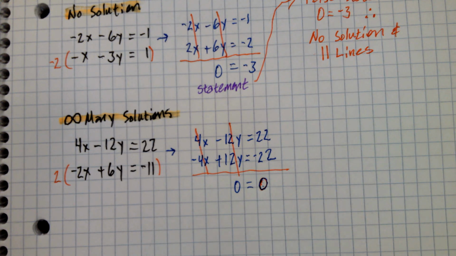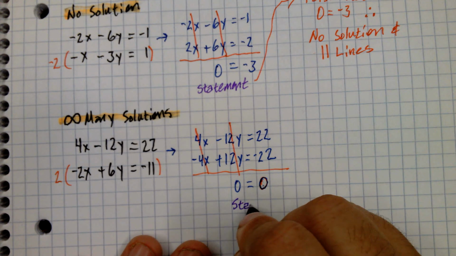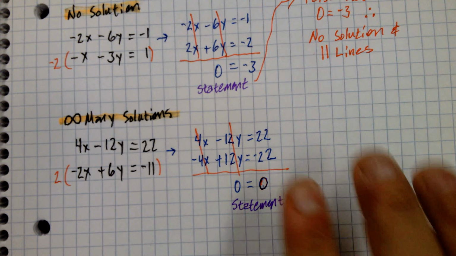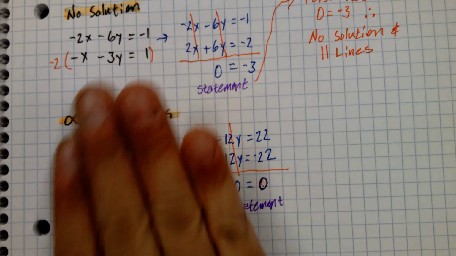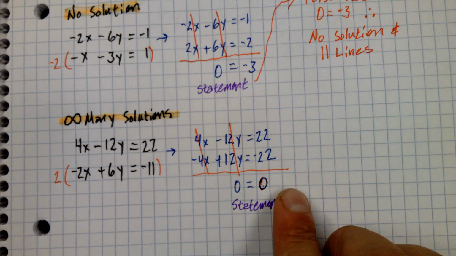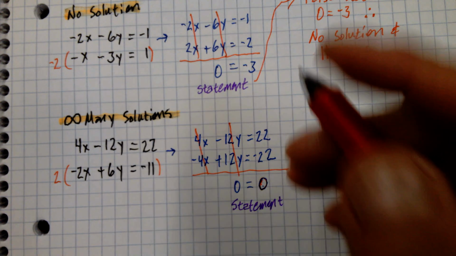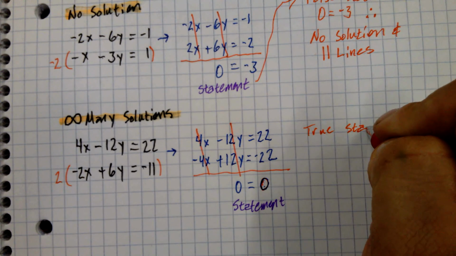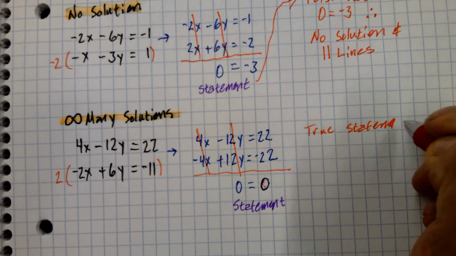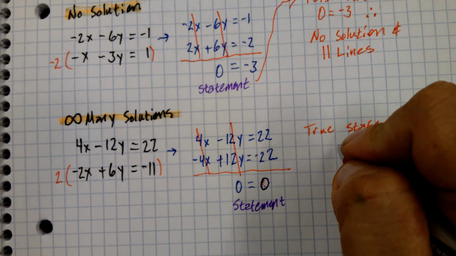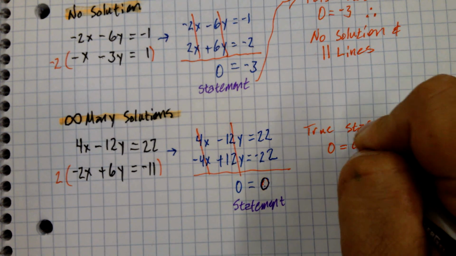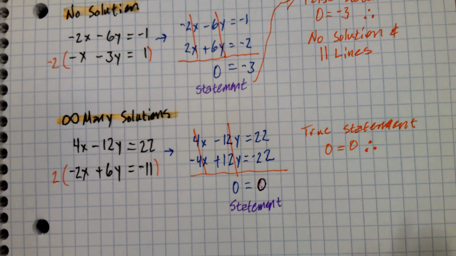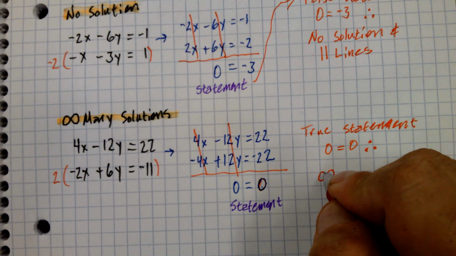This is a statement again. And that's what's going to happen. You're going to see everything cancel on both sides. You get 0 on the left, 0 on the right, and you're going to end up with a true statement. Pretty much always 0 equals 0. So therefore, infinitely many solutions.